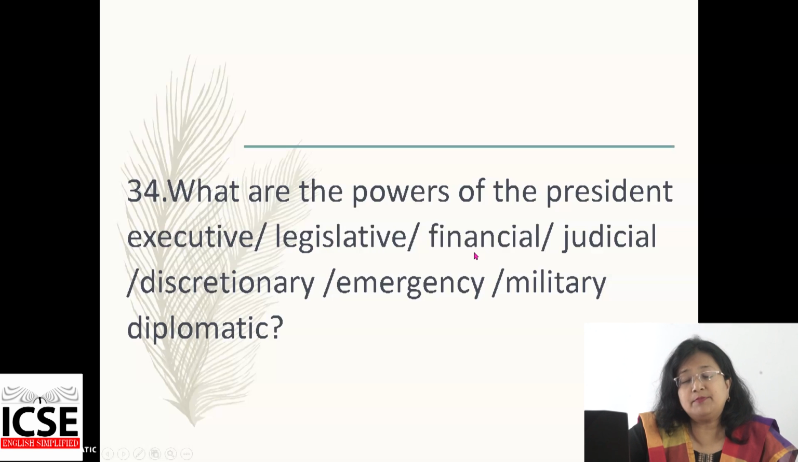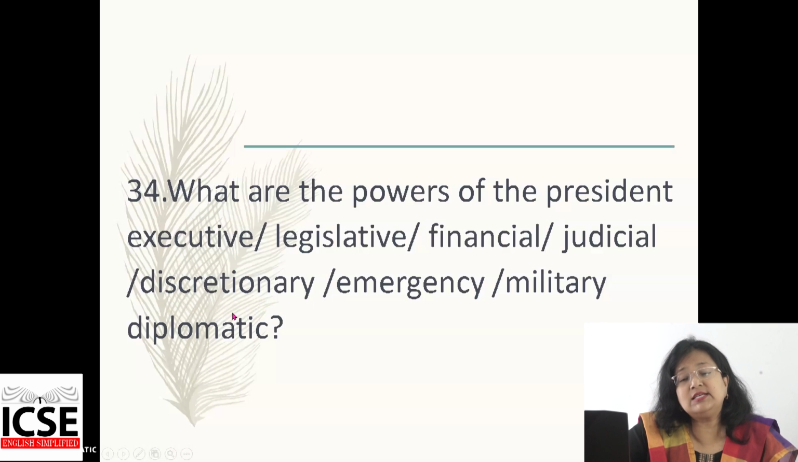Financial powers, so you could write the president can appoint the members of the finance commission. He causes the annual budget to be passed. What is the budget? It is an estimate of receipts and expenditure. Then it is presented by the finance minister. Then when you come to judicial powers of the president, you could write he can grant pardon. Also, you can write that no criminal suit can be initiated against him while he's in office, and he's not answerable to any court for the discharge of his powers. Then discretionary. Understand the word discretionary.